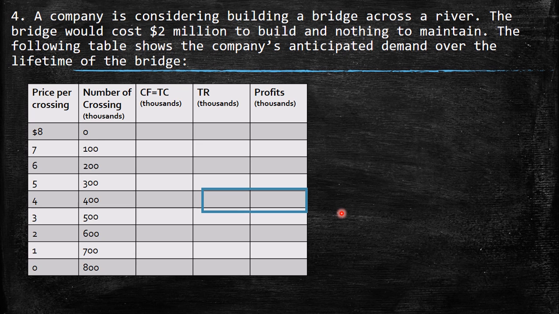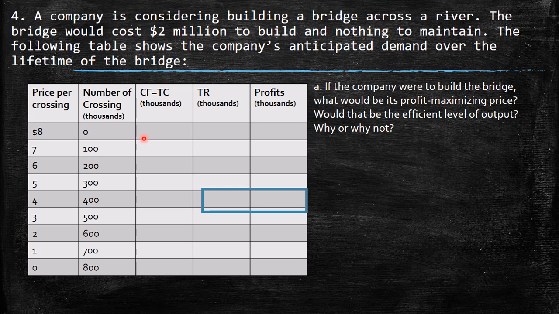Then the 4 point. A company is considering building a bridge across a river. The bridge would cost 2 million to build and nothing to maintain. The following table shows the company's anticipated demand over the lifetime of the bridge. Here we have the price. As the previous exercises, it works exactly the same. The price goes down, and the demand increases. Okay, because with a lower price people will use the bridge more. And again, we have here in thousands in order to make the computation kind of easier.